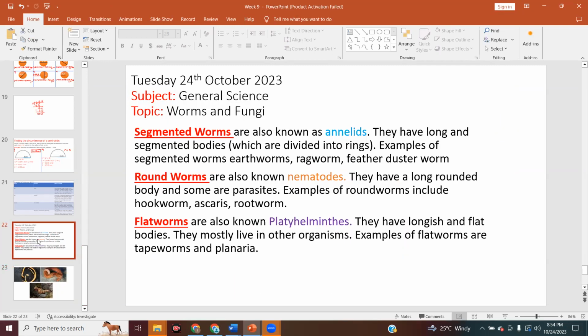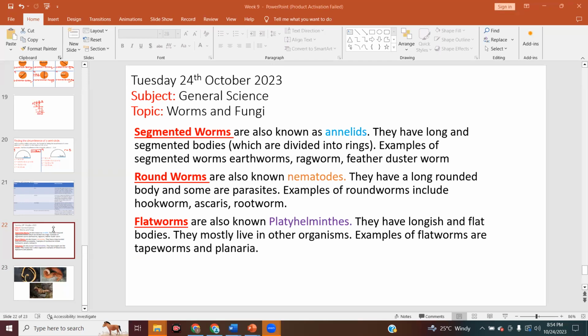Now, segmented worms. Yes. Now, please write this down. Once you're finished with this, take a picture of your notes and send it to me via WhatsApp. Again, once you finish with your notes, take a picture of it and send it to me via WhatsApp.